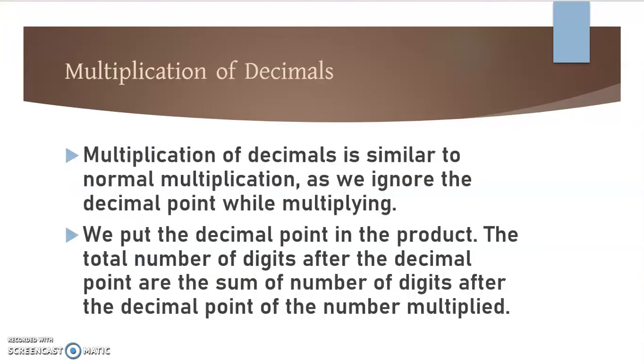And next, moving to the next portion, which is there in your 7th grade book, multiplication of decimals. Multiplication of decimals is similar to normal multiplication. As we ignore the decimal point while multiplying, we put the decimal point in the product. The total number of digits after the decimal point are the sum of the number of digits after the decimal point of the numbers multiplied. Now I'll explain this to you when we are doing the questions. Do not get overwhelmed. Let's begin.